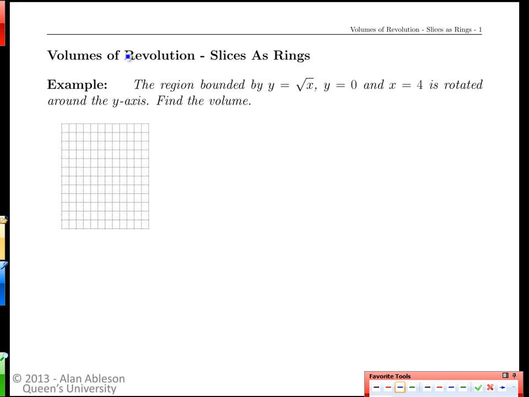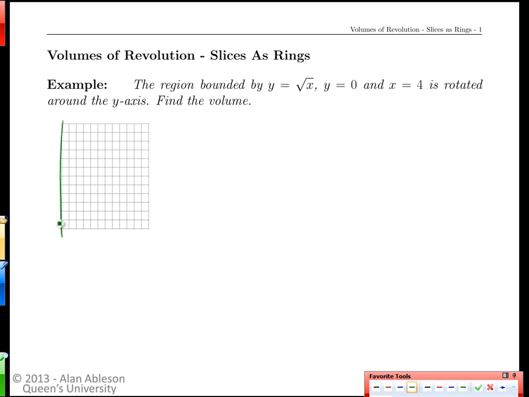We continue our study of volumes of revolution, or volumes generated by spinning an area around an axis. And we continue by looking at a new kind of shape we can get depending on the functions that are provided. Let's look at the region shown here. Y equals root x is one of the boundaries.